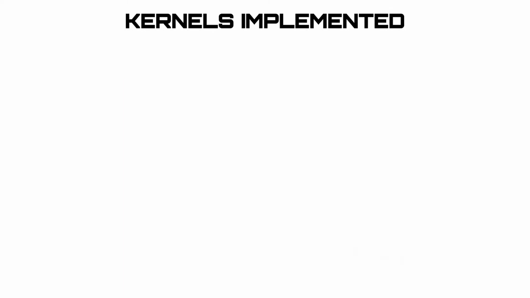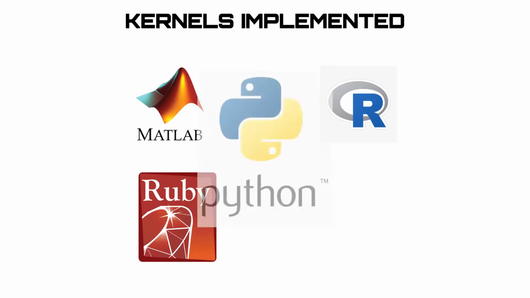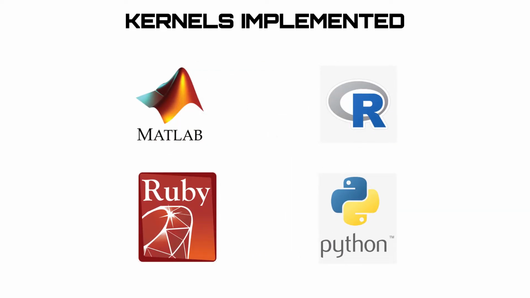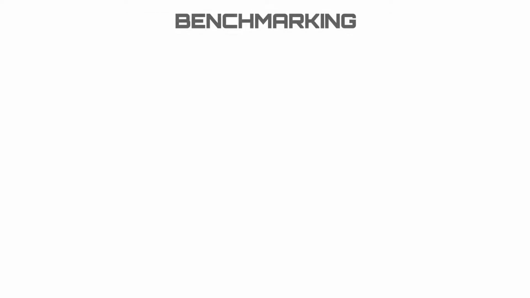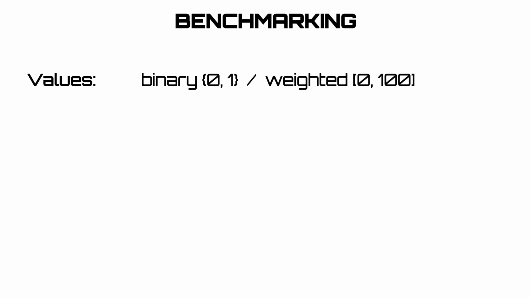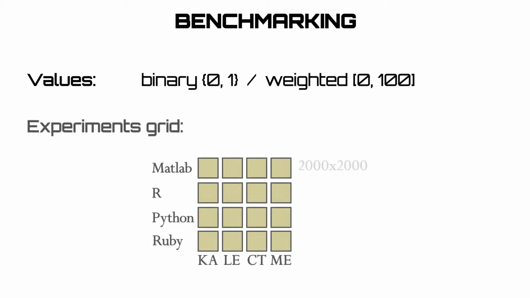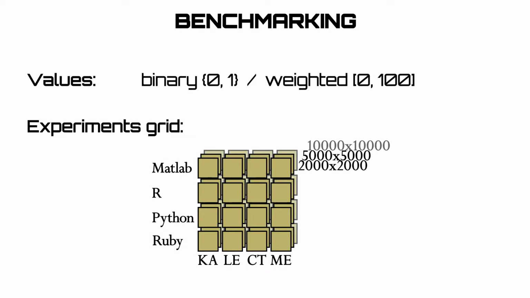All of them have been implemented in 4 different languages, which are MATLAB, R, Ruby, and Python. I take the opportunity to indicate that all implementations are available in a public GitHub repository. All kernels have been tested using random binary and weighted adjacency matrices, with natural values between 0 and 100. Matrix sizes have been 2000, 5000, 10,000 and 15,000.